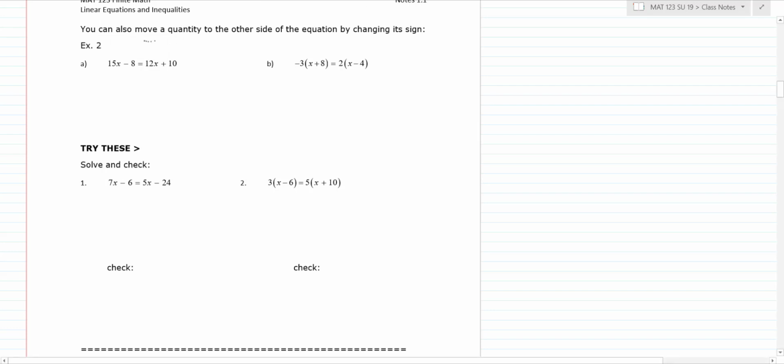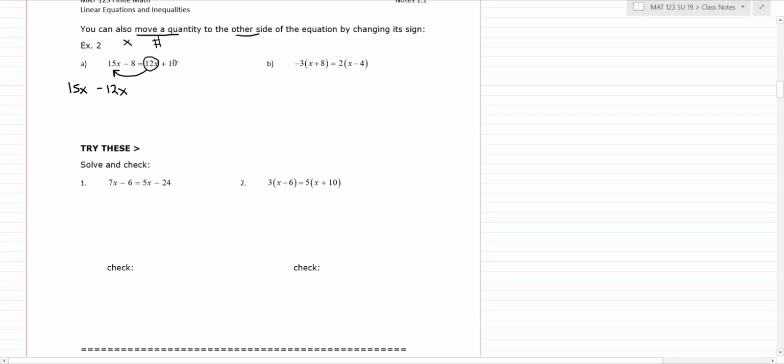this way. You can move things from one side to another. So I'm going to show you on this one, we want to have the x's on the left side and the numbers on the right side. So what I'm going to do is take the 12x and move it over there. I'm going to leave the 15x where it is. Don't touch that. But when I move the positive 12x, it becomes a minus 12x, because what you're doing is subtracting 12x from both sides.